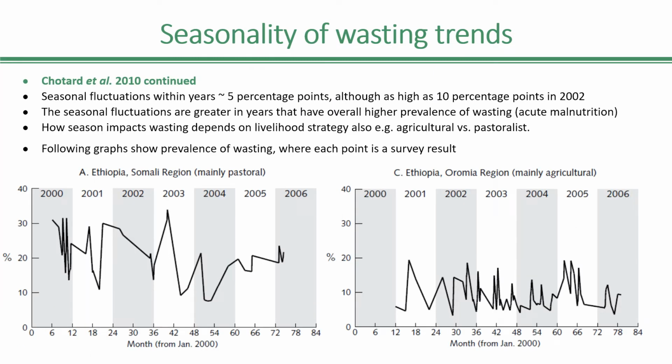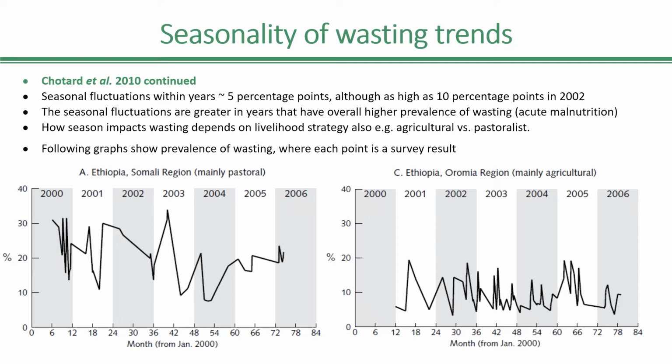So looking at all the data, they found that seasonal fluctuations within a given year demonstrated roughly a 5 percentage point difference in the prevalence of wasting. Although in some years, this was as high as a difference of 10 percentage points between the seasons. These seasonal fluctuations were greater in years that had an overall higher prevalence of acute malnutrition.